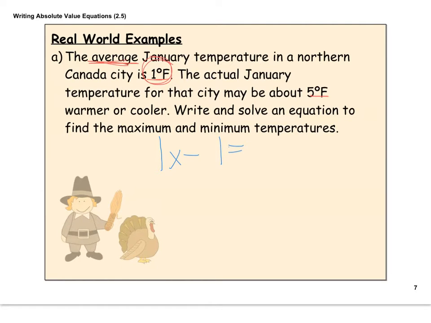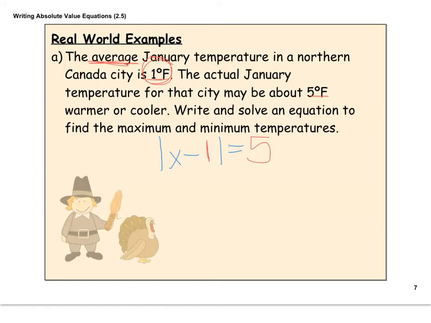So because that is our average, our goal temperature, that's our midpoint. That's what our target is. Hopefully we're at 1 degree, but it's not going to be exact. The other number is always going to tell you it could go up or down. That other number is going to have some flexibility. And so because it says it may be about 5 degrees warmer or cooler, you're going to put equals 5.